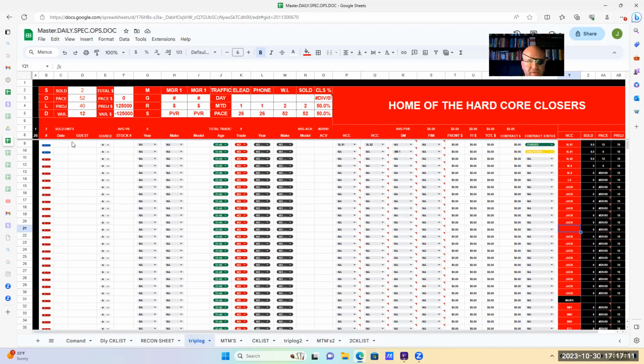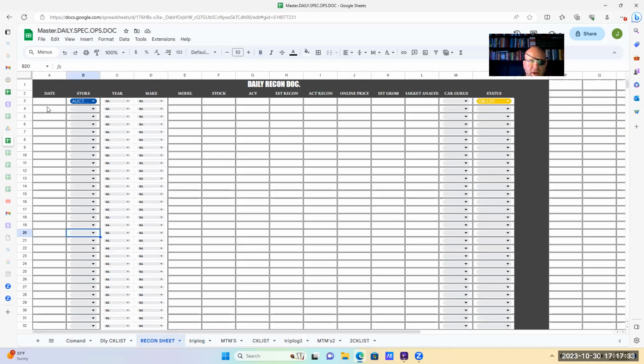They sold a car, they're going to put the date, the guest name, stock number, year, make, model, where it came from, source, all the basic information, the age, trade, how much money, who the salesperson was, front, back, total contract. And then we're going to be watching the status of that as we go through. Okay. So once we say that car's been traded, we're going to have that information. And yes, they are going to have to repeat it over here so we can follow it through the system.